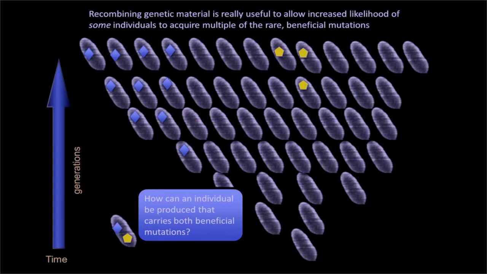Beneficial mutations are really, really rare, so it's not as common as this, obviously. These mutations are going to be really, really far apart. Now, wouldn't it be fantastic if you could be an individual that I just put down here on the side, if you happen to be an individual that could have both the blue beneficial mutation and the green beneficial mutation? That would be absolutely wonderful. So the question that I have for you is, how can we get there? How can we have an individual that comes across both beneficial mutations?